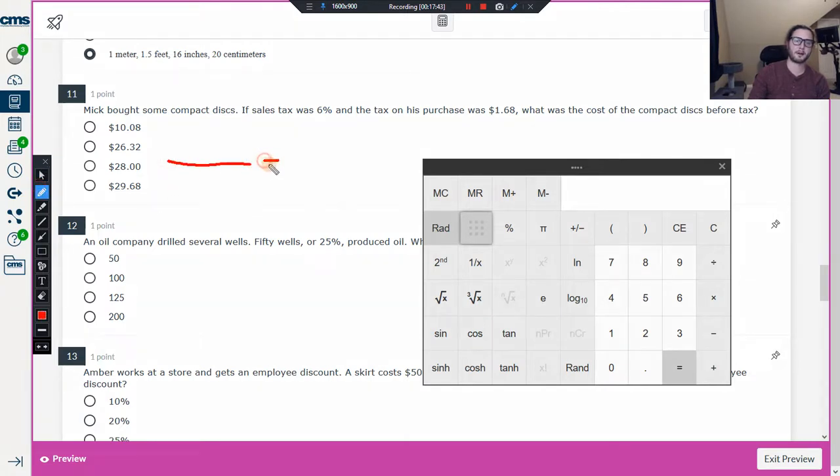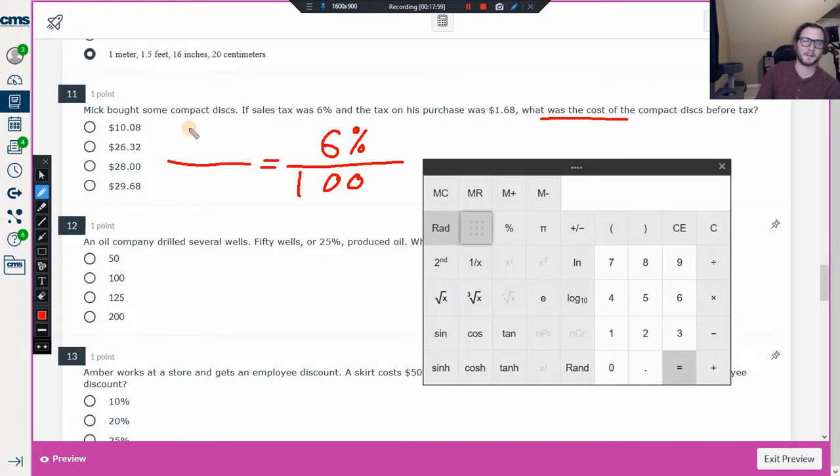We want a part out of a total will equal a percent out of 100. They told us 6% out of 100. They did not give us the total. That is what they want to know. They want to know the total cost. But they did tell us $1.68 was going to be the tax.